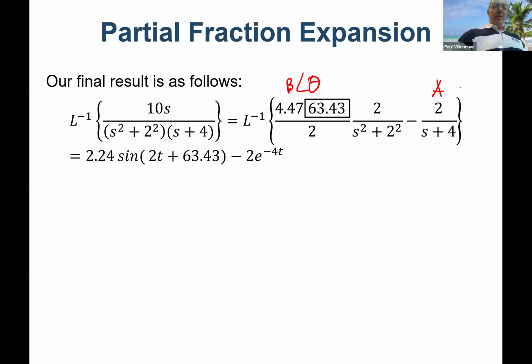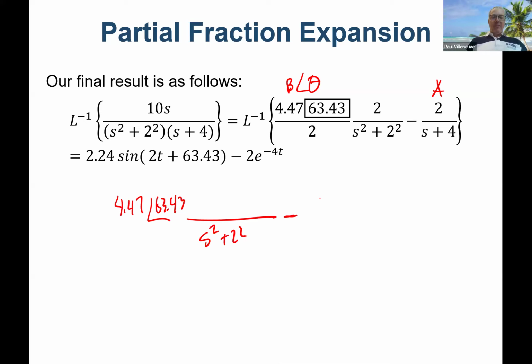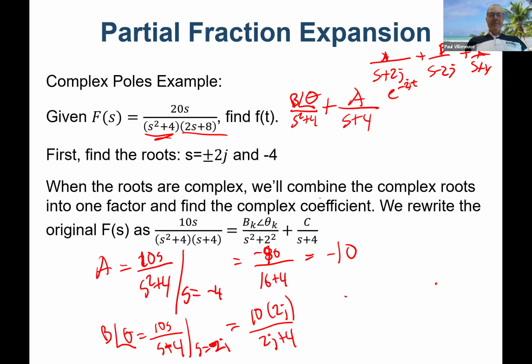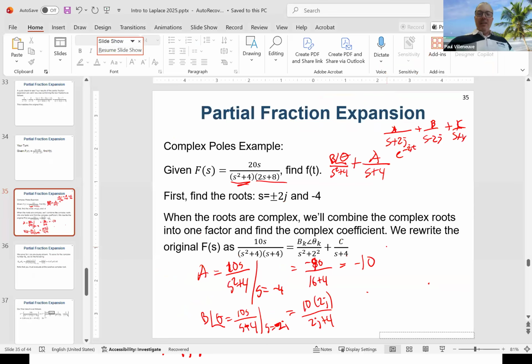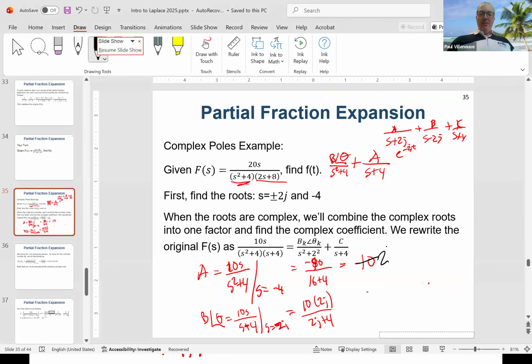So we're going to take the inverse Laplace transform. So we have 4.47 at an angle of 63.43 over S squared plus 2 squared, minus, is it 2 or did I get that incorrect? It's 40 divided, yeah, so this is -2, right? So 40 divided by 20 is -2, not -10. So that's -2.